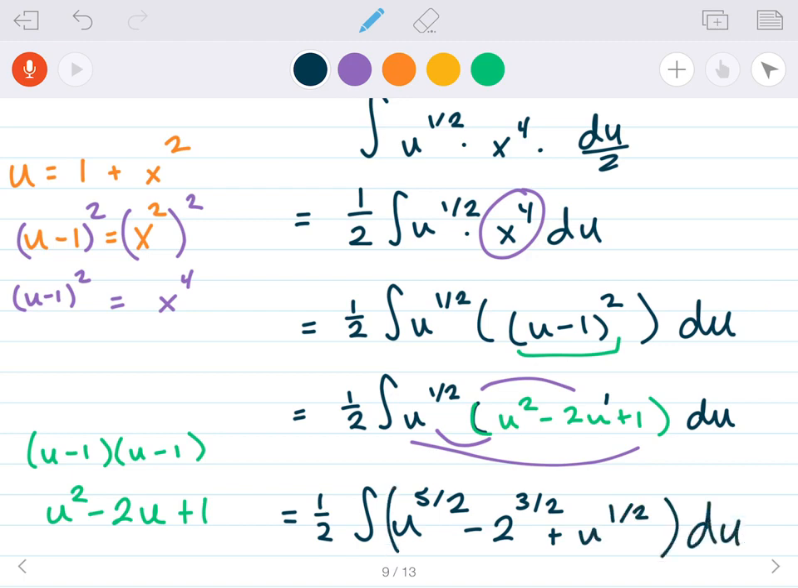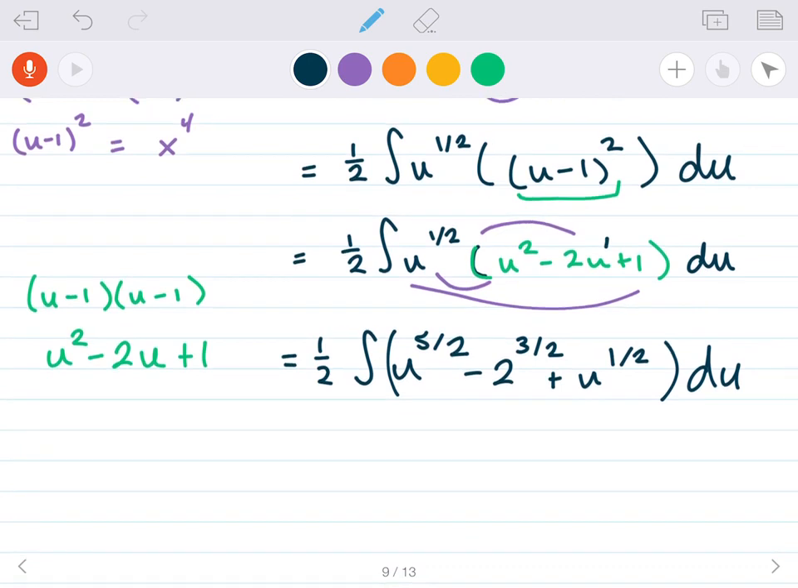So now we're all separated by pluses and minuses, so we can go ahead and integrate this guy. On the outside, I have this 1/2 still. Now, u to the 5/2, if I add 1 to the exponent, I get u to the 7/2 over 7/2, which is the same thing as times 2/7. And this is pretty ugly. It's all right. On to the next one.